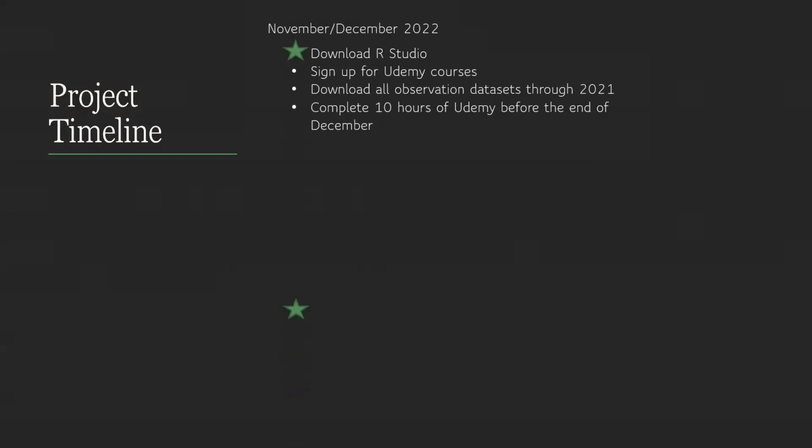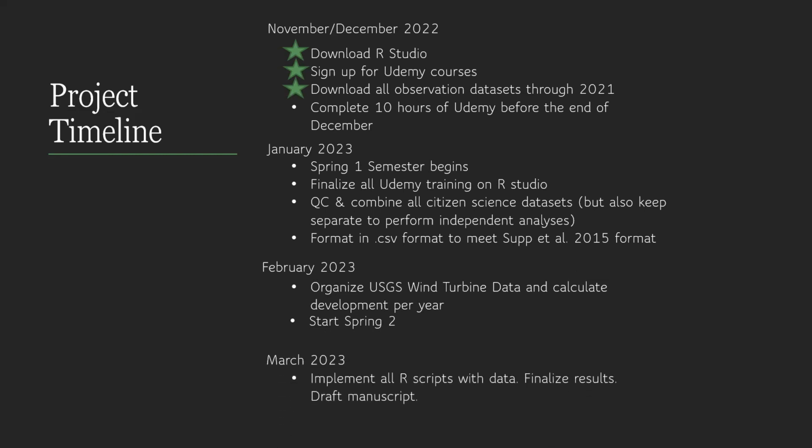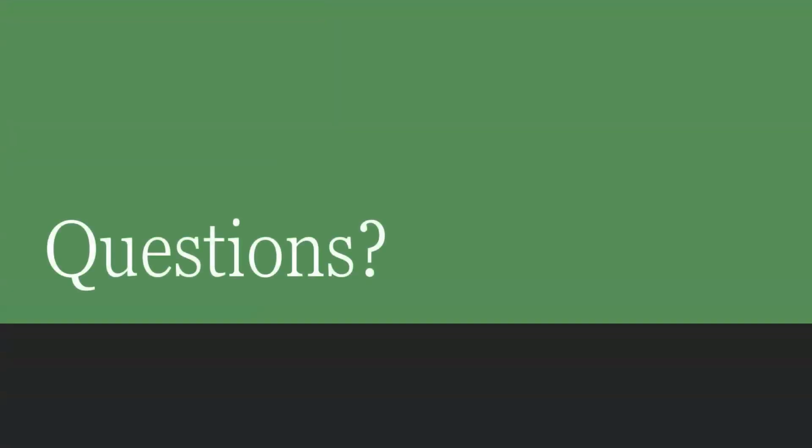For my timeline, I've already downloaded RStudio, signed up for my RStudio courses, and then also downloaded all observation data sets. My next tasks going into next year will be to finalize my Udemy training, quality check my data, and format it in the way that the Hummingbird paper has specified. Then later into spring, I'll look at my wind turbine data and start spring 2, implement my scripts, and then finalize my manuscript. And that's my project plan.